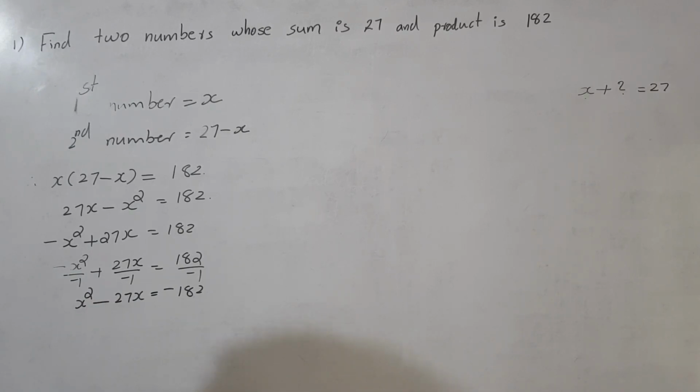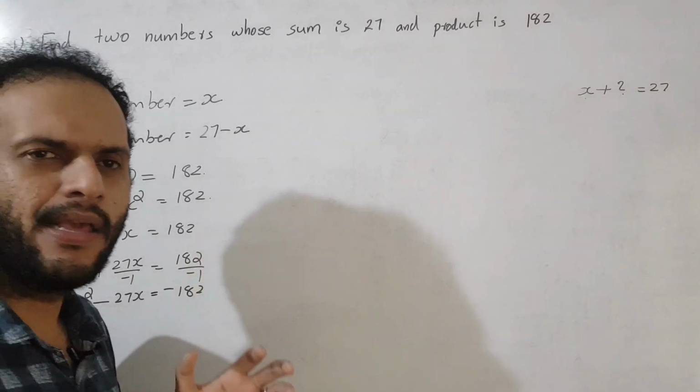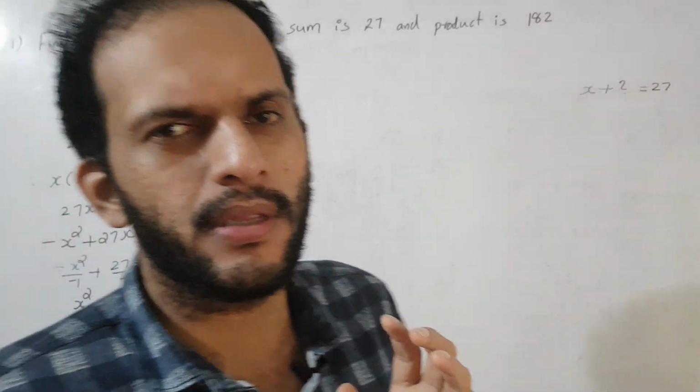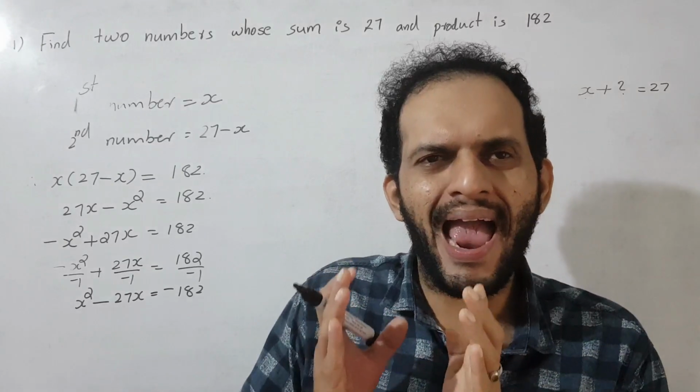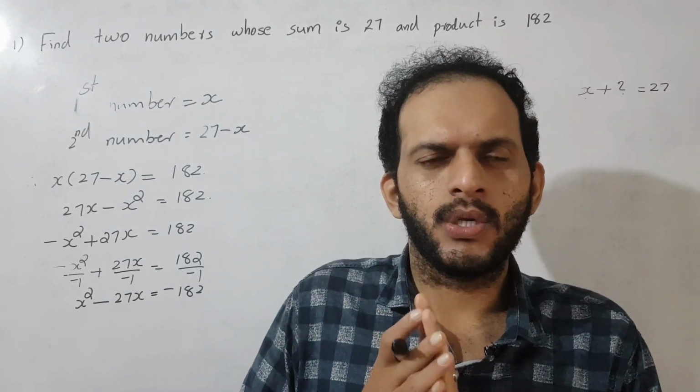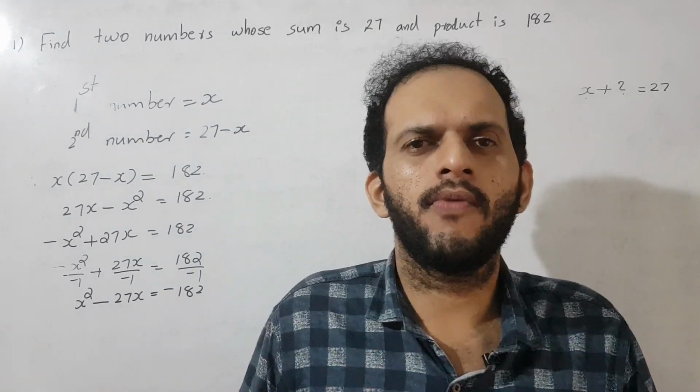Then what is next? The next step: there is an idea behind the completing square method. What is that? We need to add the square of the half of the coefficient of x.